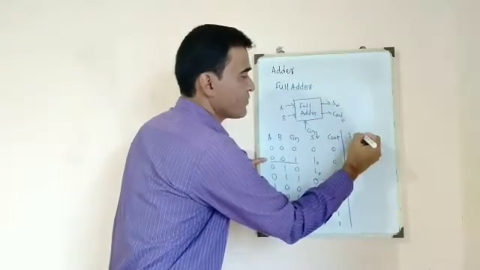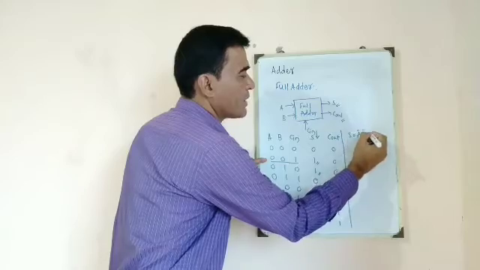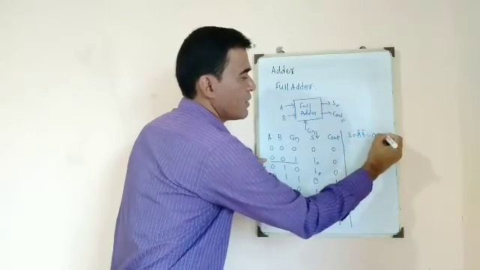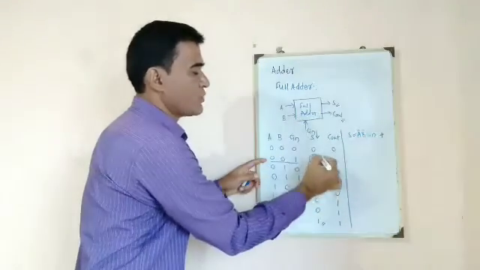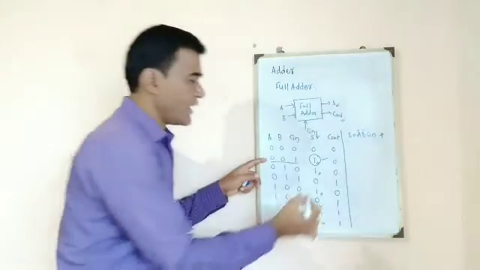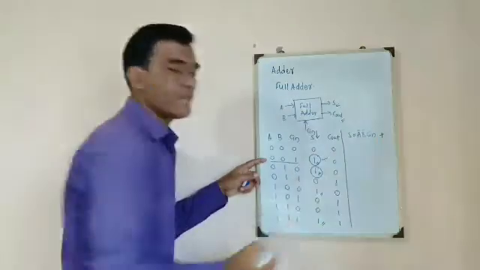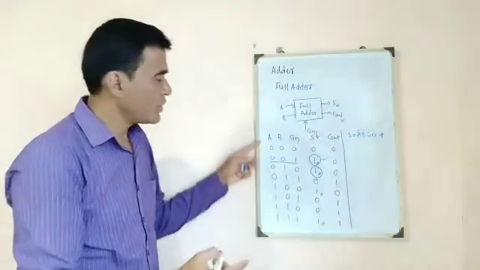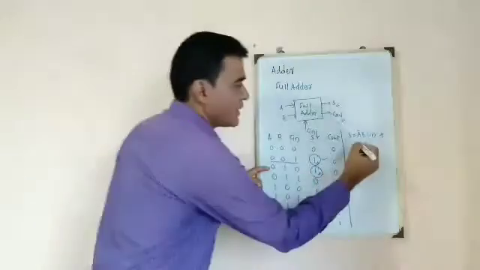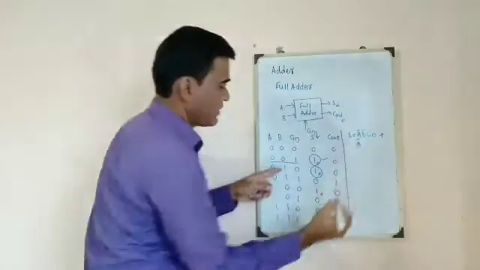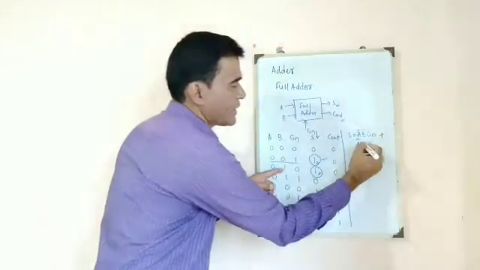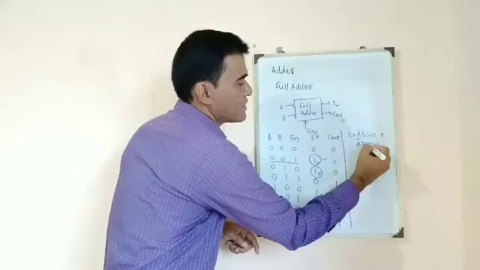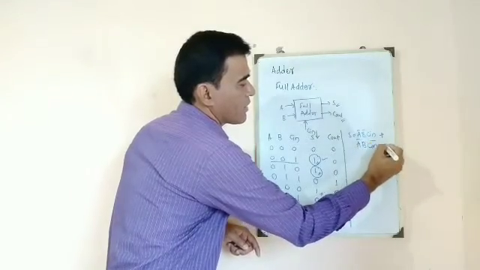0, 0, 1 means I need to write this as A bar, B bar, Cin, plus. Now this term we have considered. The next value is this one. What is the input combination for that? 0, 1, 0. Here I need to write it as A bar, then here it is the 1, so I need to write it as B, then Cin bar, plus.